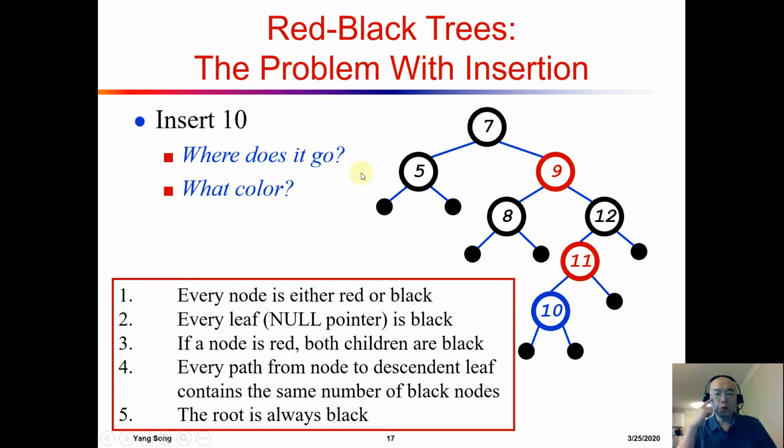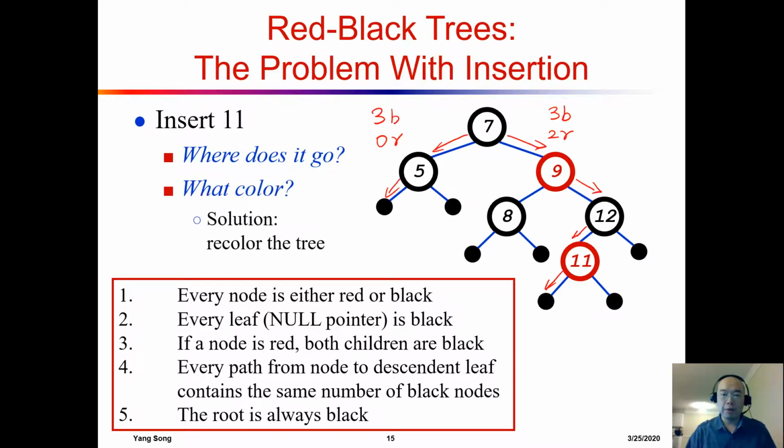And then how do we color that? If we color that as red, no, it doesn't work because we cannot have 2 consecutive red colors. How about we color the 10 black? If we color the 10 black, it seems that it's okay, but actually it breaks the rule of property number 4, because if the 10 is black, so 7 and then 9, 12, and then 11 and 10, and finally this node. So we count 4 black nodes again. But remember, just now we said there can only be 3 black nodes.